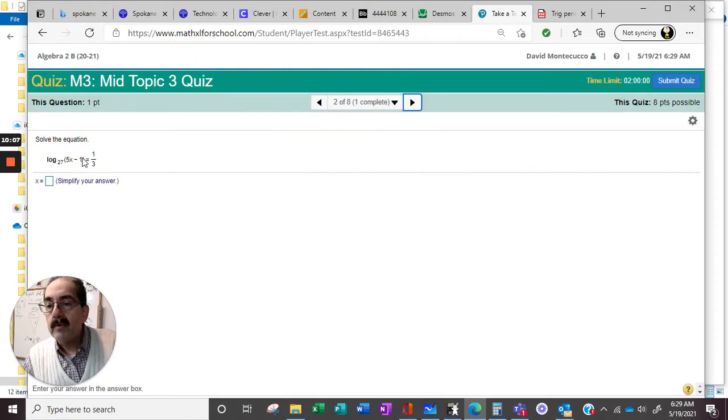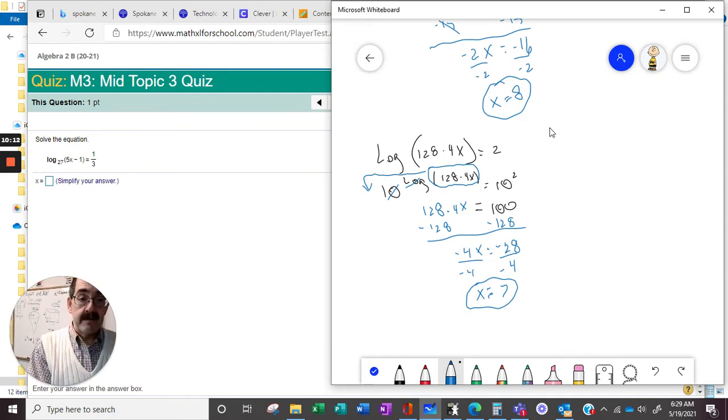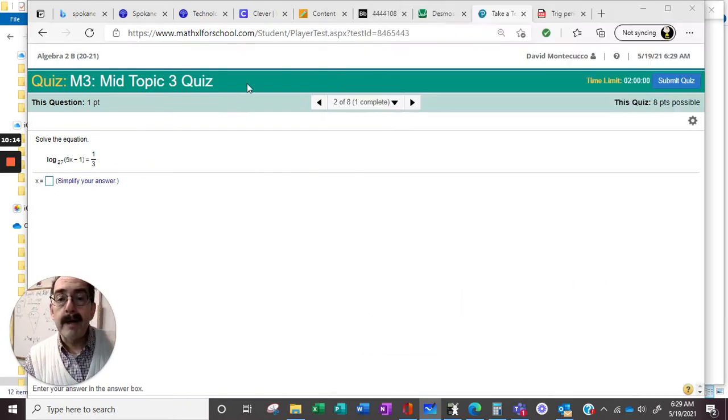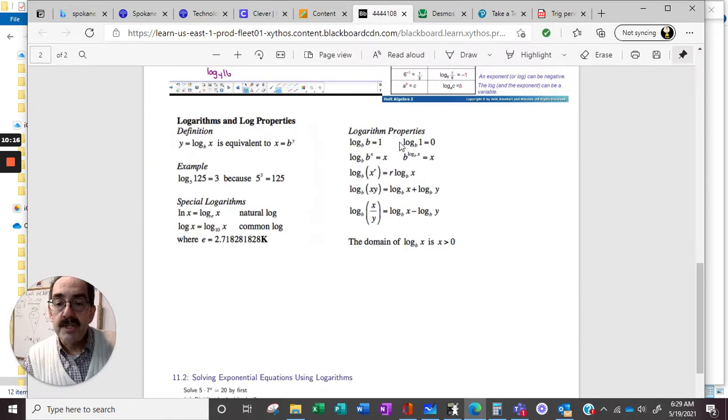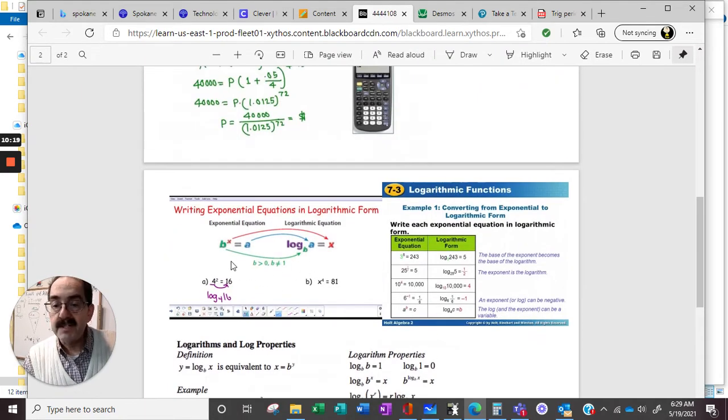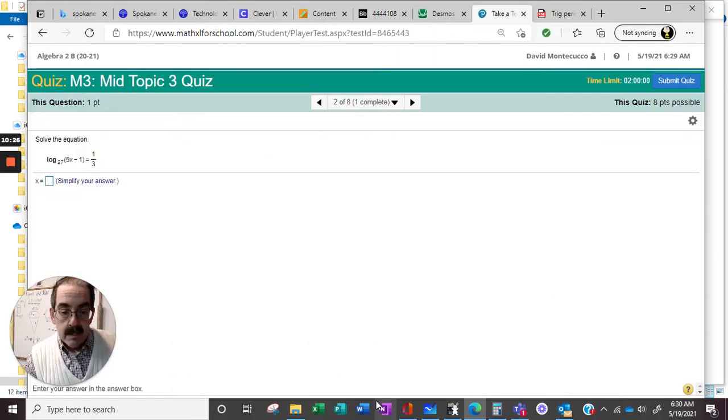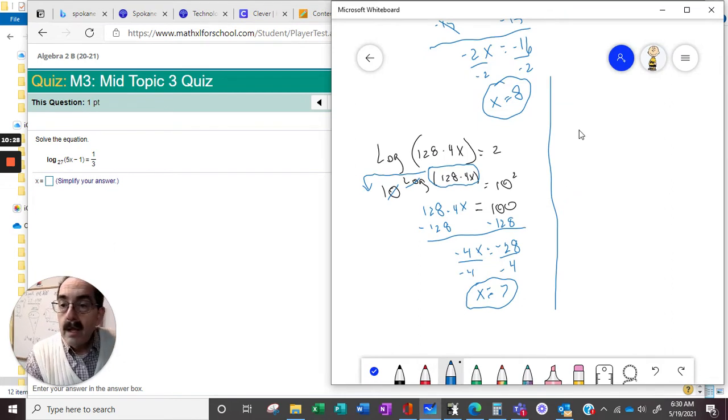Okay, log base 27 of 5x minus 1 equals a third. Now, in this case, translate. Let's go back to our original cheat sheet. We're just going to translate. B to the x equals a, log base b of a equals x. And 27 to the exponent of a third equals 5x minus 1. So we translate from this form to what you and I grew up with.